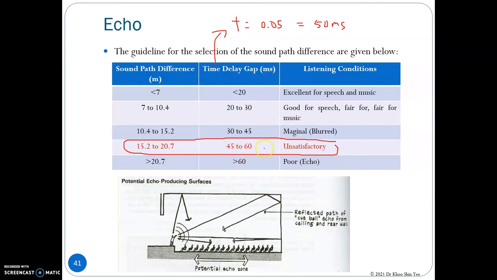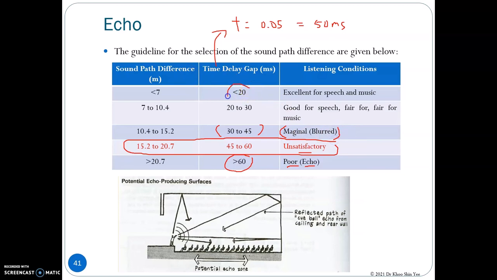And under this condition, you will have unsatisfied listening condition. From the table, we can see that if the time delay gap is more than 60 milliseconds, then it will cause the listening condition to be poor. This is because echo will happen in this case. If the time delay gap is between 30 to 45 milliseconds, the listening condition will be blur.